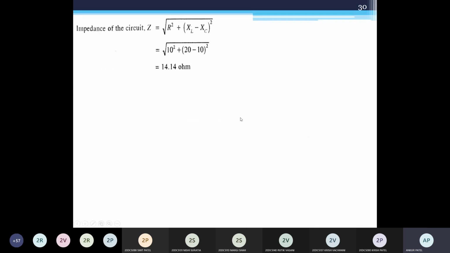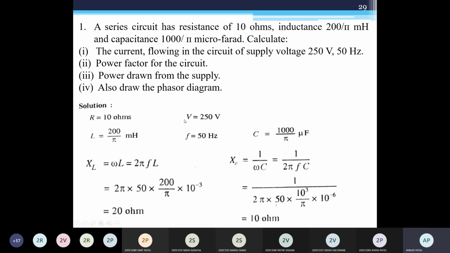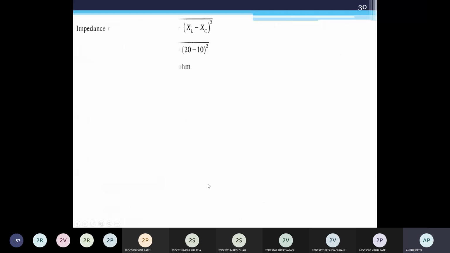Impedance Z is equal to the square root of R square plus (XL minus XC) square. Okay, so that is 14.14 ohm. Now you can find the current I equal to V by Z. So that is 17.68 ampere. Cos phi is R by Z, 10 by 14.14. So that is 0.707 lagging, because XL is greater than XC. You can see here XL is greater than XC. Okay, so that's why it is written lagging.